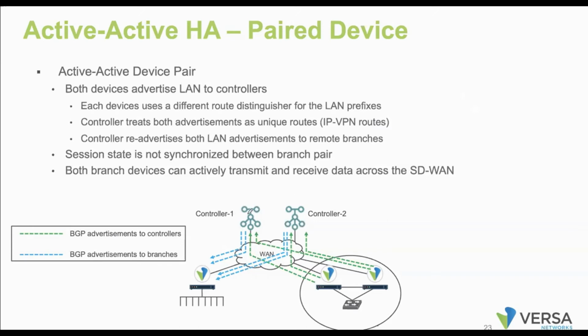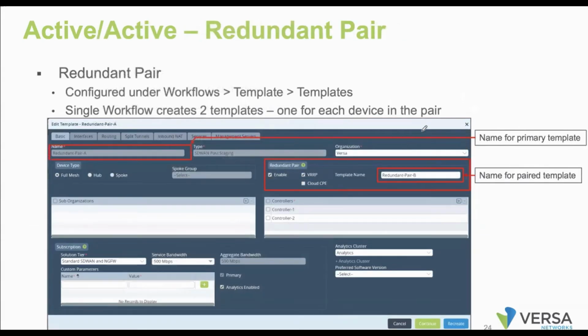Right. So coming to the configuration perspective, the HA pair, what we try to do here. This is configured under the workflows. We are going to mention the name. Under this, we are going to mention the redundant pair. So we'll try to enable this redundant pair option. So how do you try to do this in HA configuration?